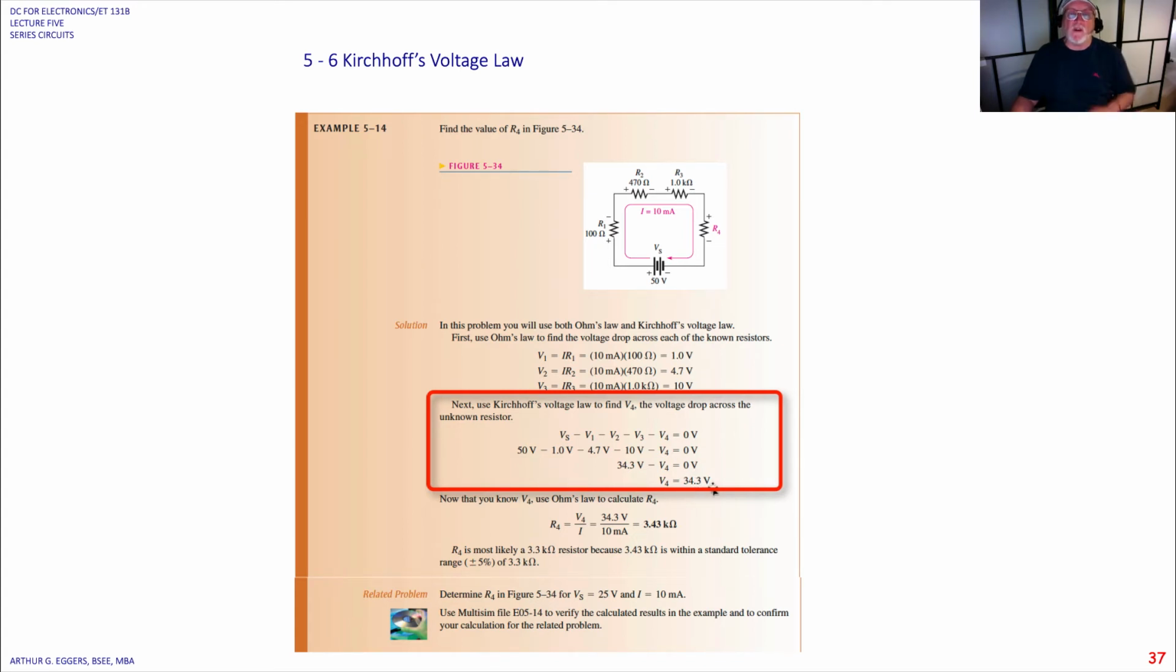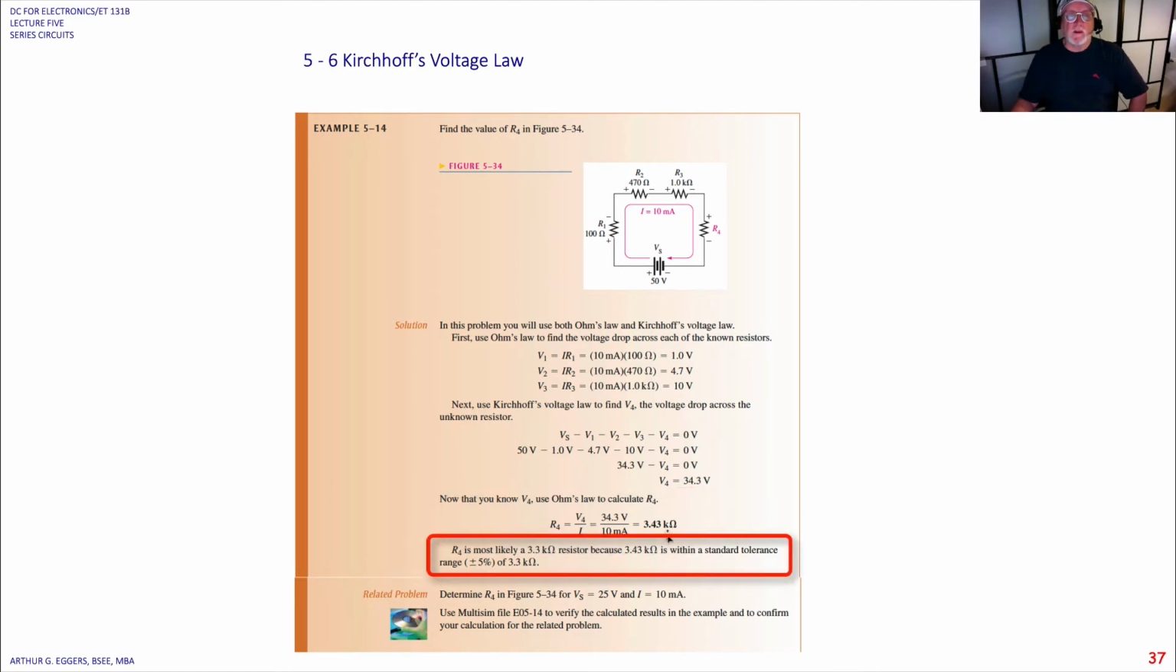So now I can switch back to Ohm's law. Ohm's law now says that we know V4. Let's calculate for R4. R4 is equal to V4 over the total current. 34.3 volts dropped, 10 milliamps. 3.43 k ohms becomes the value of R4. So R4 is most likely a 3.3 k ohm resistor.